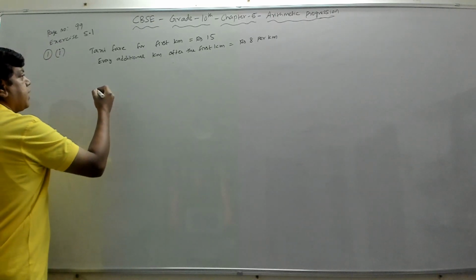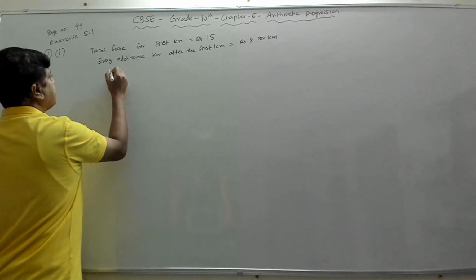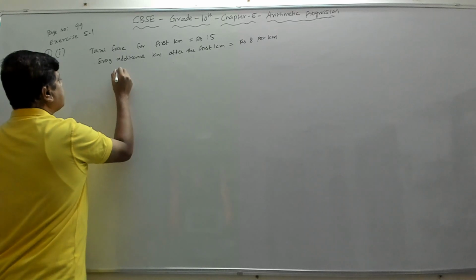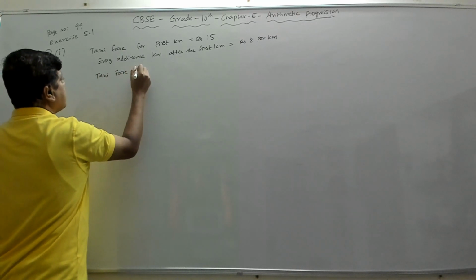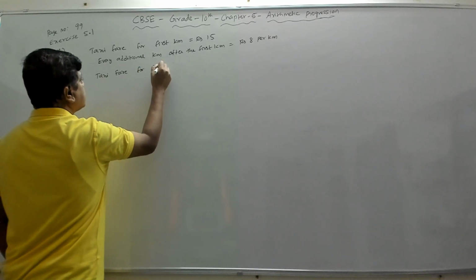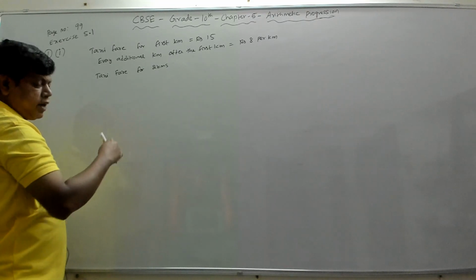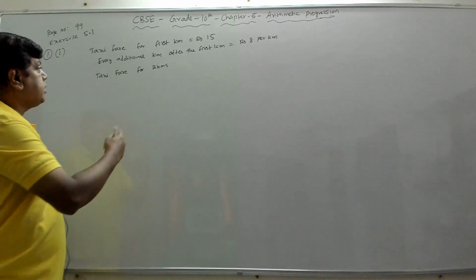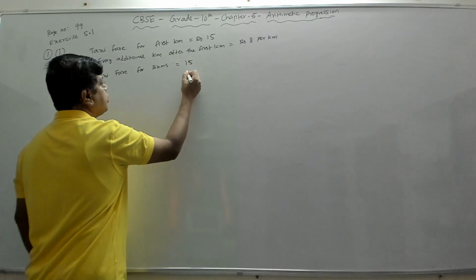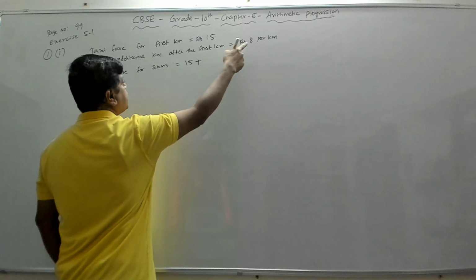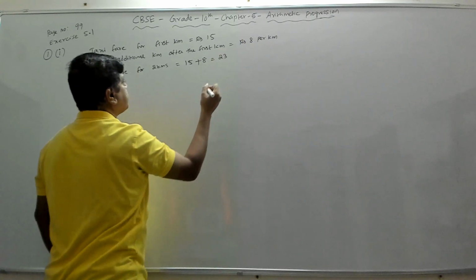Now we'll write what the taxi fare is for each kilometer. So we'll write a few of the kilometers. First kilometer is 15 rupees. Taxi fare for 2 kilometers: suppose somebody goes for 2 kilometers, what will be the taxi fare they will pay? First kilometer is 15 rupees plus, for the second kilometer, 8 rupees per kilometer, so 8. So it becomes 23. Right?